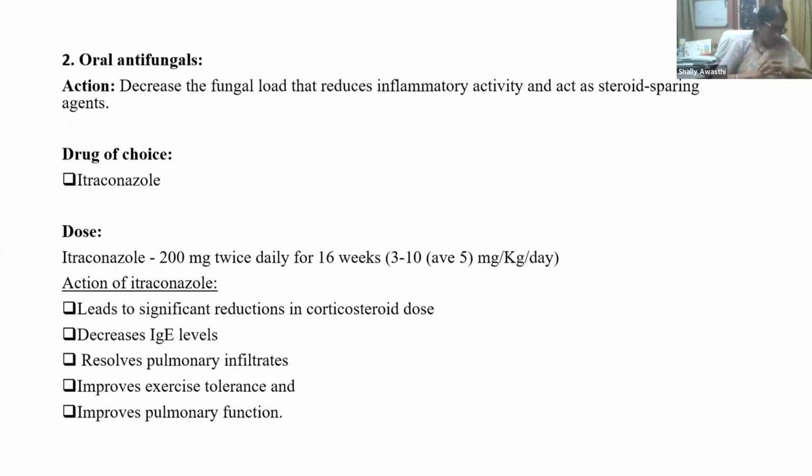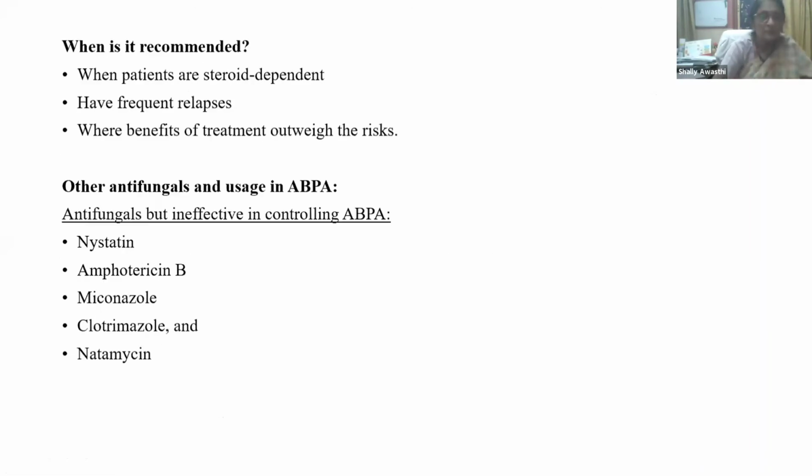The second drug which we are using is an antifungal, which decreases the fungal load, reduces inflammatory activity, and acts as a steroid sparing agent. The drug of choice is itraconazole. The dose in children is 3 to 10, on average we give 5 milligram per kg per day in 2 divided doses for 16 weeks. It leads to significant reduction in steroid dosage. It decreases IgE level, resolves pulmonary infiltrates, improves exercise tolerance, and improves pulmonary function test in these patients.